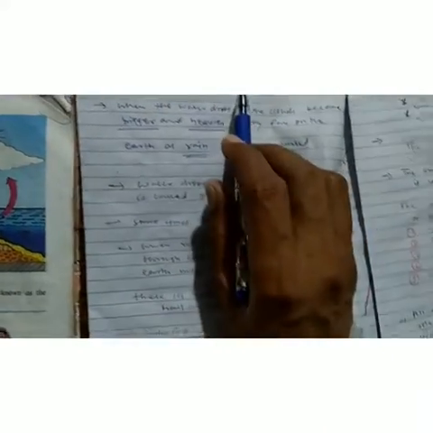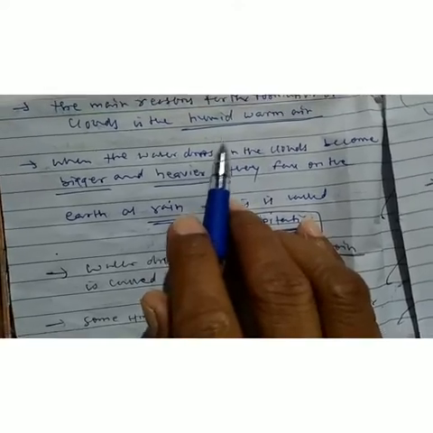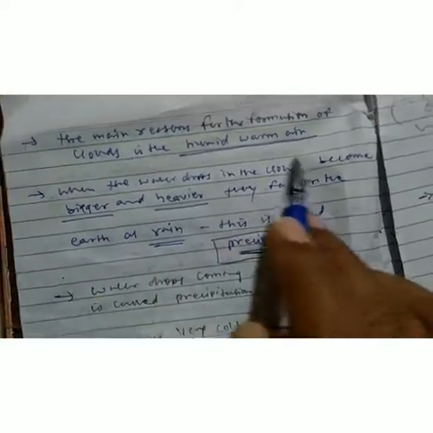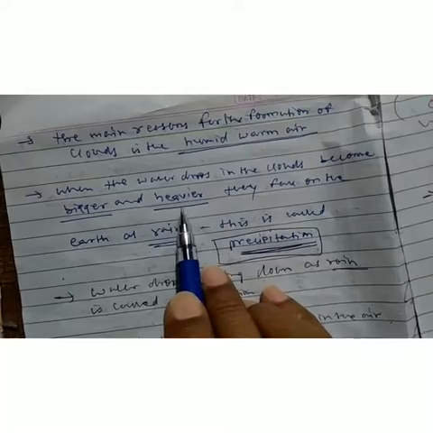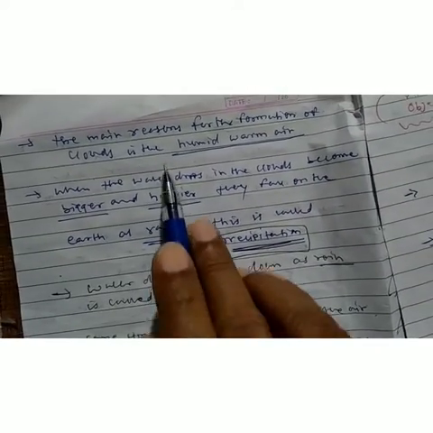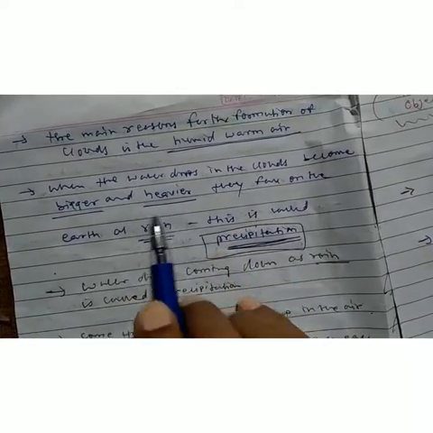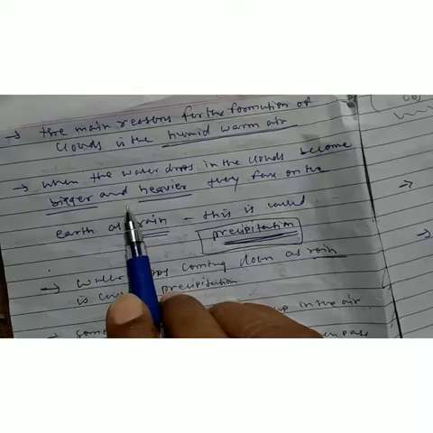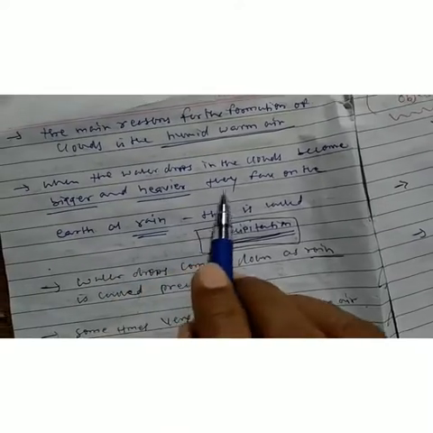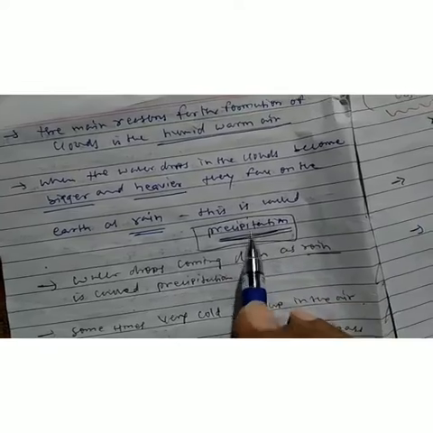The main reason for the formation of clouds is humid, warm air. After that, when many tiny drops come together, the clouds form and float in the air. One time it will come that the cloud becomes bigger and heavier, and at that time the water falls on the earth as rain, which is called precipitation.